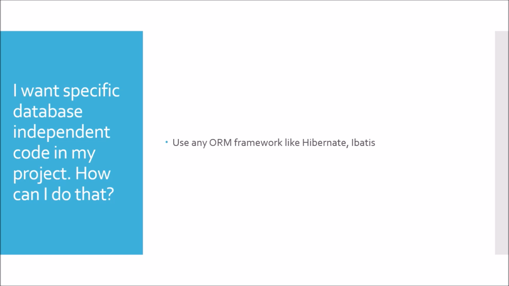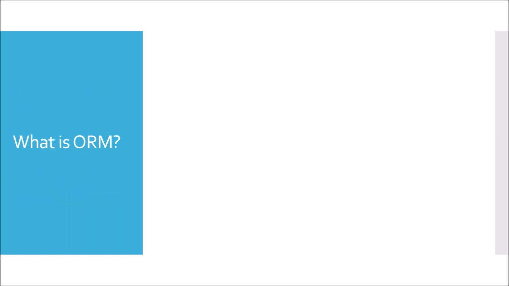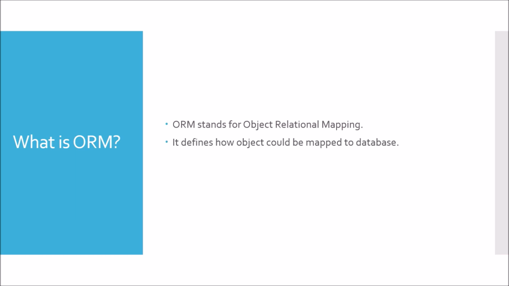Moving to next question. What is ORM? ORM stands for Object Relational Mapping. It defines how objects could be mapped to database. It helps in achieving operations with data. So the basic operations like create, delete, update, retrieving of the records is possible with ORM.